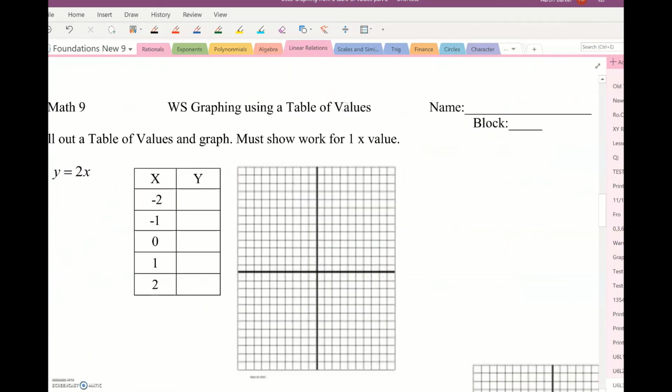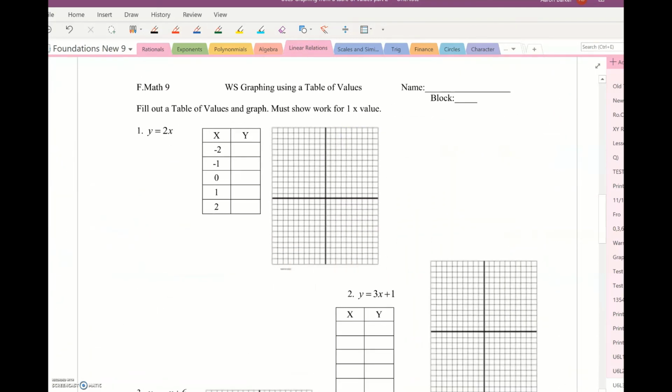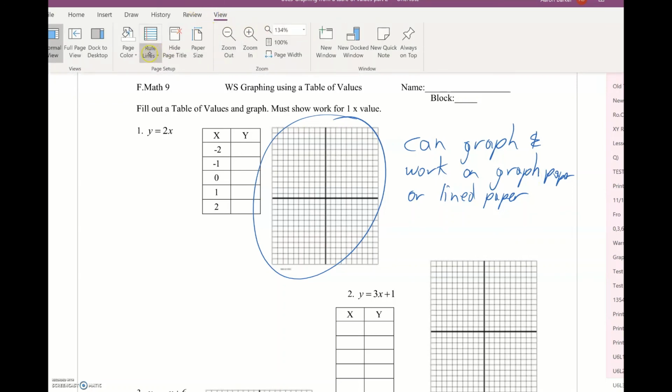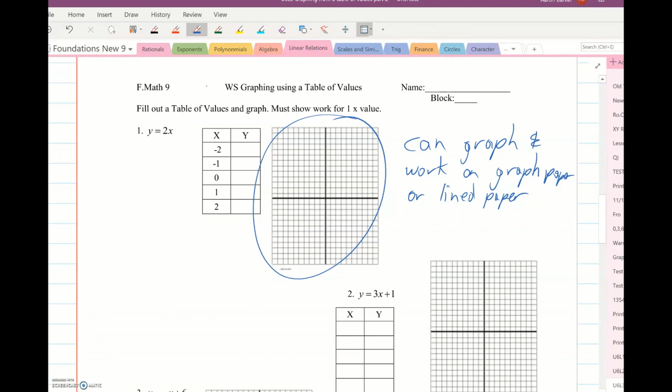Okay, your homework here is this worksheet graphing table of values. Now, if you don't have a printer at home, that's okay. You can do this, right? If you don't have a printer, you can graph and even work on graph paper. Or you can even use regular lined paper. So if you're using regularly lined paper, just to review what to do, let's go there.